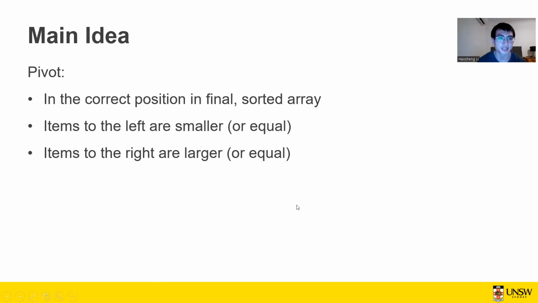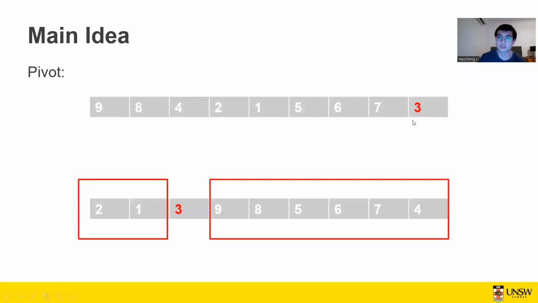That brings us the definition of pivot. Pivot means that the element is in the correct position in the final sorted array, and the items to the left are smaller, items to the right are larger. Here is an example. If we choose the element 3 as the pivot, we will get this array. Notice that there are two elements, 1 and 2, which are smaller than 3, so we place them in the left and the others in the right. We should also notice that it gives us two sublists which are unsorted.